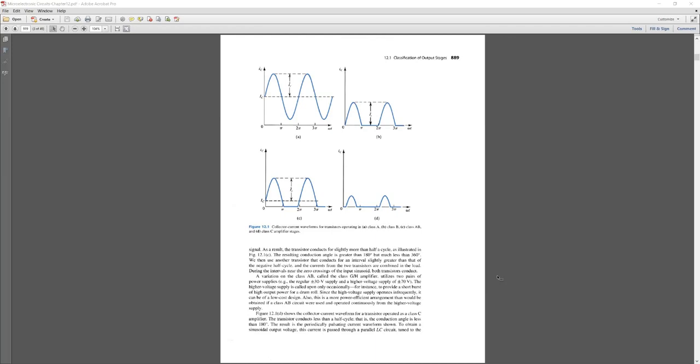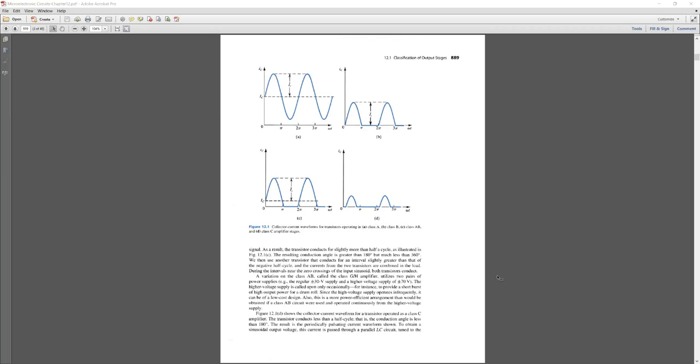Then you have class B, where the transistor conducts only half the time, shown in figure 12.1B. Then there is the class AB classification, where the transistor is off a little bit less than half the time. And then class C is when the transistor is off more than half the time.